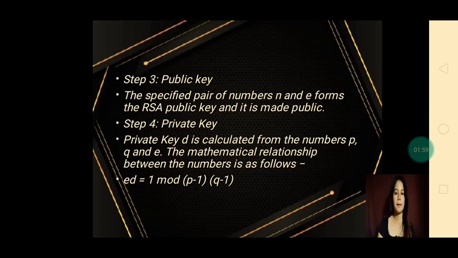Step 3. Public key. The specified pair of numbers N and E forms the RSA public key, and it is made public. Step 4. Private key. D is calculated from the numbers P, Q, and E. The mathematical relationship between the numbers is as follows: ED equals 1 mod (P-1)(Q-1).